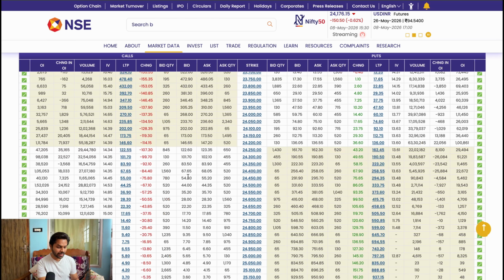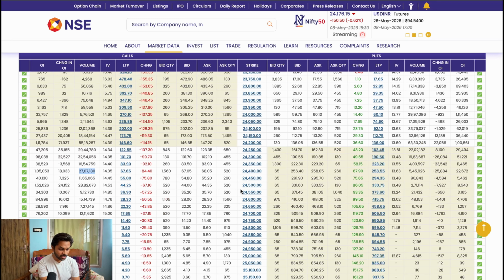As you can see, currently 1,52,026 contracts have been open at the 24,500 level. Next, the big one is at 24,400, with 1,05,053. Look at the change in open interest: 18,000 fresh new contracts have been added. The volume is staggering. 27 lakh volume is there at 24,400.